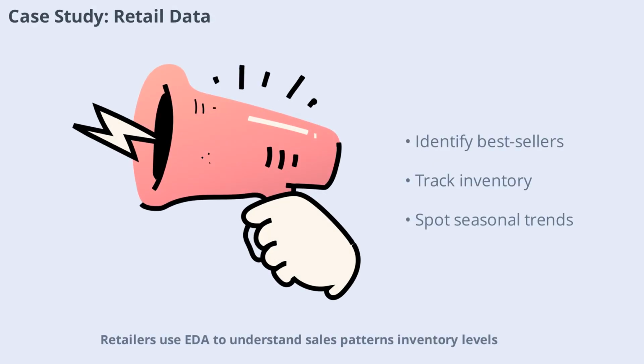Retailers use EDA to understand sales patterns, inventory levels, and customer preferences. By exploring transaction data, you can identify best-selling products, seasonal trends, and opportunities for cross-selling. EDA helps retailers optimize operations and improve customer satisfaction.